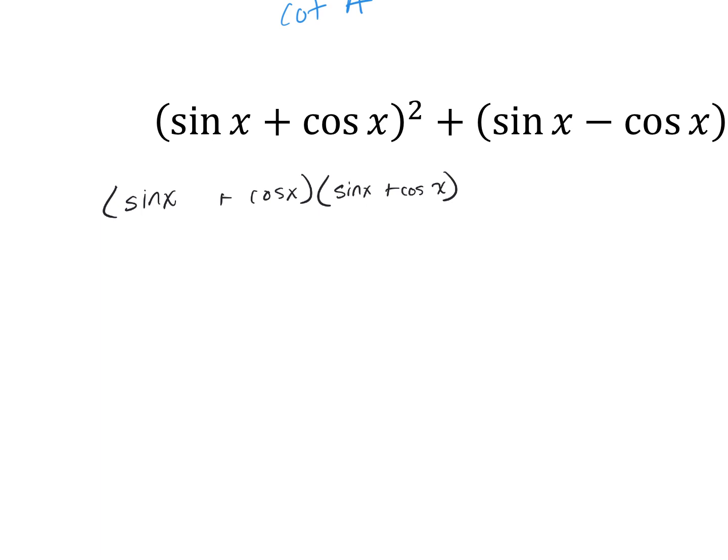And then it's been a long time, but we have done the distributive property. This would become sine x times sine x is sine squared x. Sine x times cosine x is sine x times cosine x. Cosine x times sine x is sine x cos x. And then cosine x times cosine x is cosine squared x.